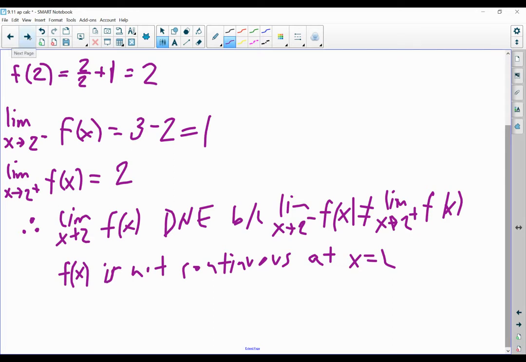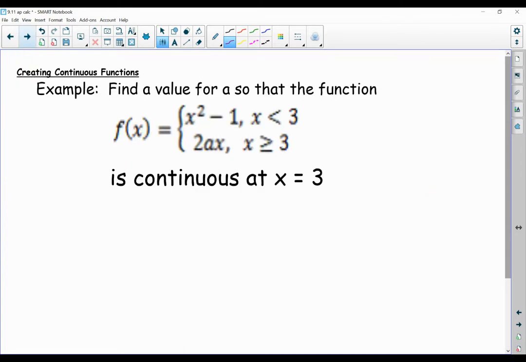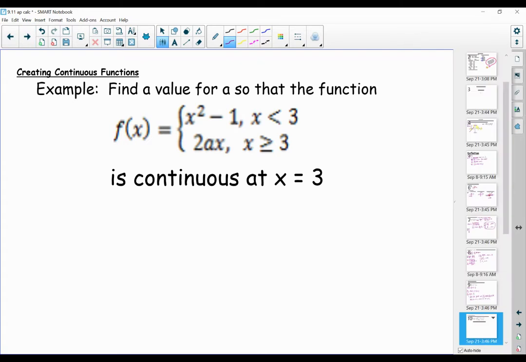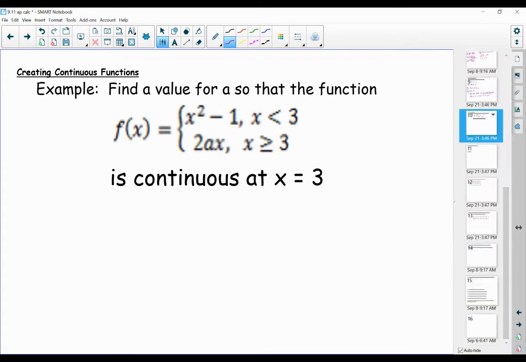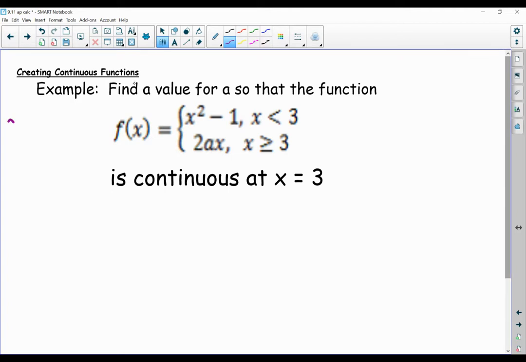Okay, so moving right along, let's do a little bit of a different example here of how to do continuity. I'm just checking to see how much we have left. Okay, great. So, creating continuous functions. If I wanted to make it so a function is continuous, the AP exam, by the way, loves this type of question. So here we're going to say find a value a so that the function f of x is continuous at x equals 3.